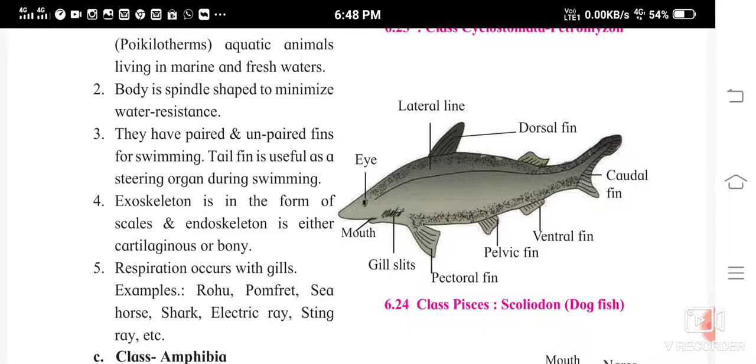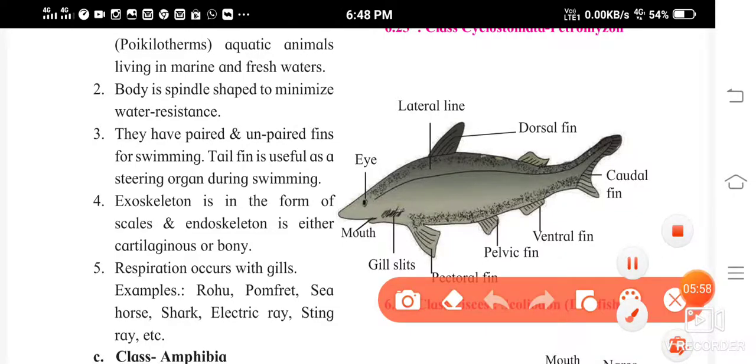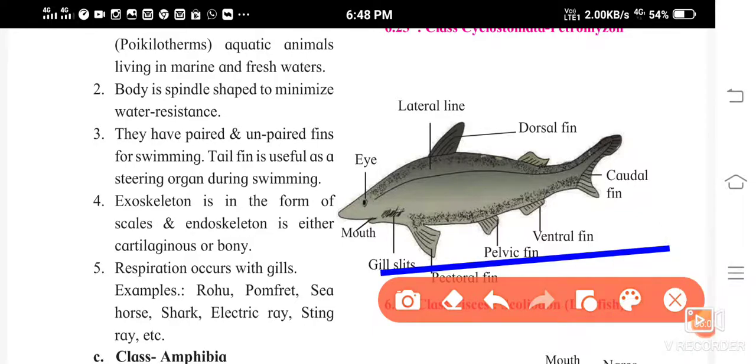Now see, the body is spindle shaped. You can see the body. It is spindle shaped to minimize water resistance. There is a lot of force in the water. So to minimize the resistance of the water, the body is spindle shaped so that it can easily swim in the water.